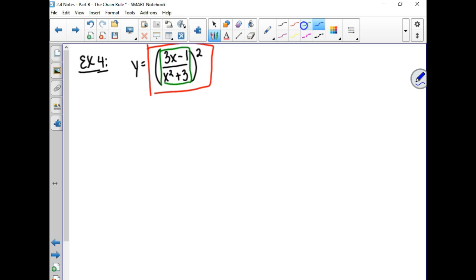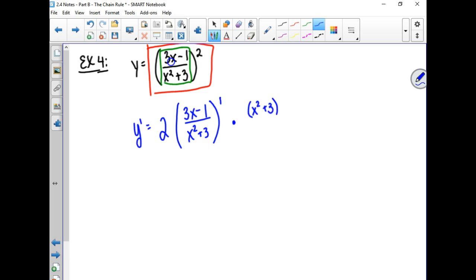So this is your outside, and this stuff right here is your inside. Okay? So what you'll do when you take the derivative of this is you'll say 2 times 3x minus 1 over x squared plus 3 to the first power. You don't have to write that to the first power, but I kind of like to put it there just to remind myself of taking the derivative of that part. But then you have to do the derivative of the inside part, which is where you have to use the quotient rule. Okay? So we will multiply this by the derivative of the inside, which we're going to use quotient rule for. So that's going to be low d high, which is going to be 3, minus high d low, which is 2x, all over x squared plus 3 squared.